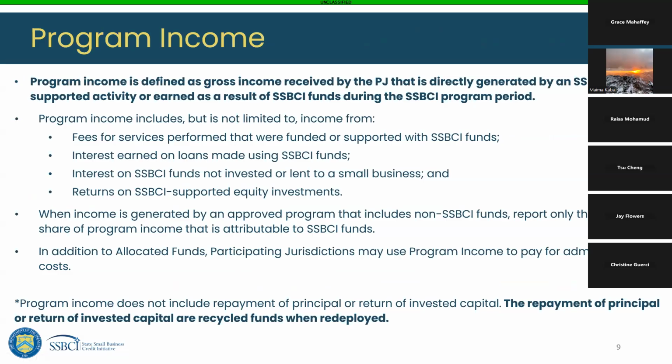Program income is defined as gross income received by the jurisdiction that is directly generated by SSBCI supported activity or earned as a result of SSBCI funds during the program period. We listed some examples of program income on this slide. I just want to highlight the third bullet here. Any interest earned on idle funds that have not been invested or lent to a small business should be reported on the quarterly report. So we expect to see program income on the quarterly report for any interest earned on idle funds.